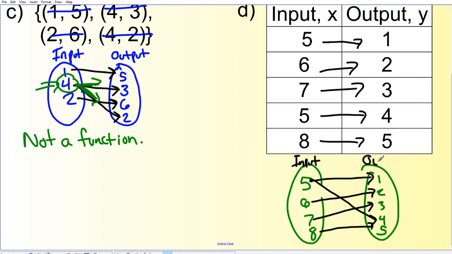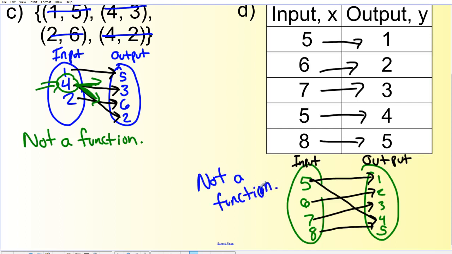Input, output. There we go. Now it looks better. So my mapping diagram is complete. Now, ask yourself, is it a function? Yes or no, and why? Hopefully you said the answer is no. This is not a function.